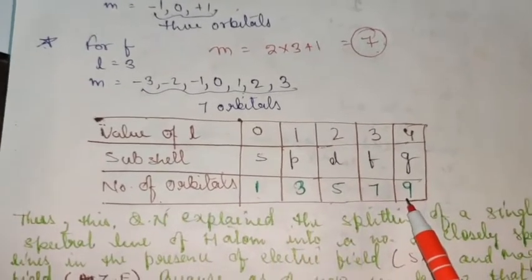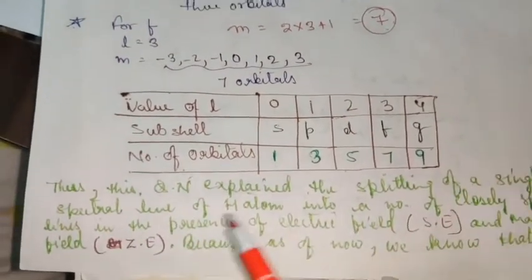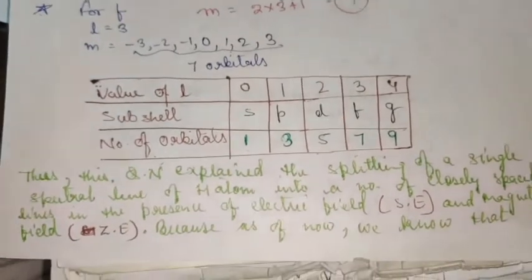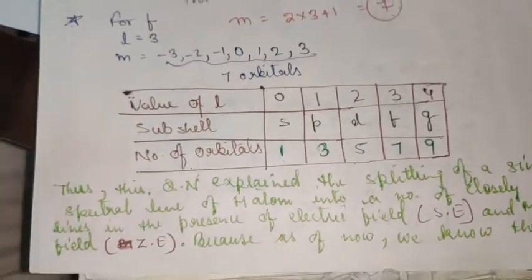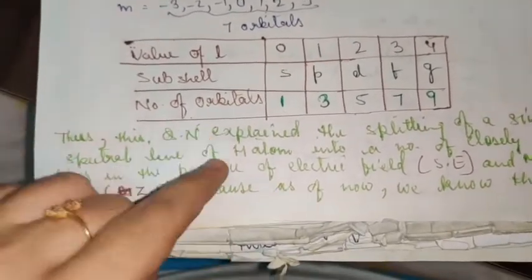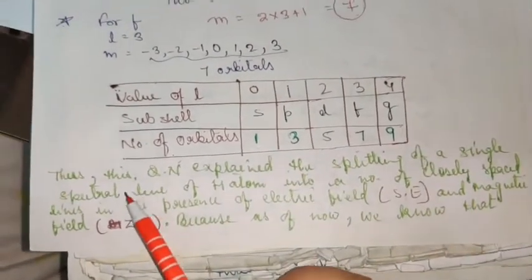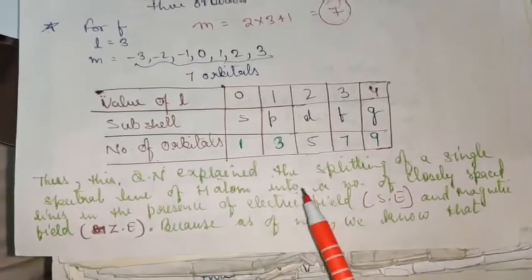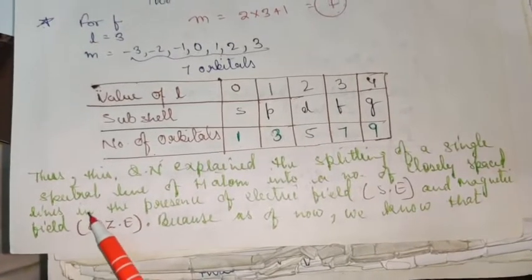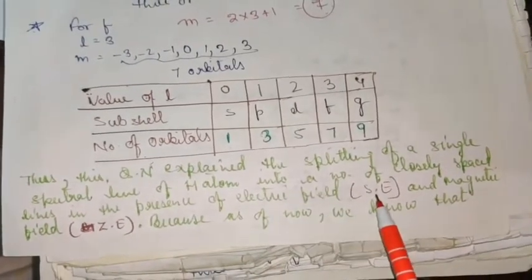So these are the important pieces of information that we get from the magnetic quantum number and the other two quantum numbers. Thus, this quantum number explained the splitting of a single spectral line of hydrogen into a number of closely spaced lines in the presence of an electric field, the Stark effect, and a magnetic field.